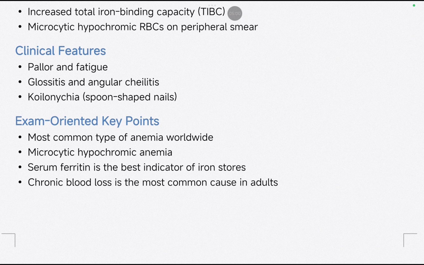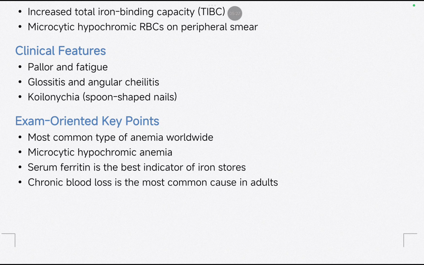Third is koilonychia, which is spoon-shaped nails. Simply, we know that our nails, spoon-shaped nails, simply put, our nails are convex, but in this case they become concave, as if the nails become deep enough to hold a drop of water.